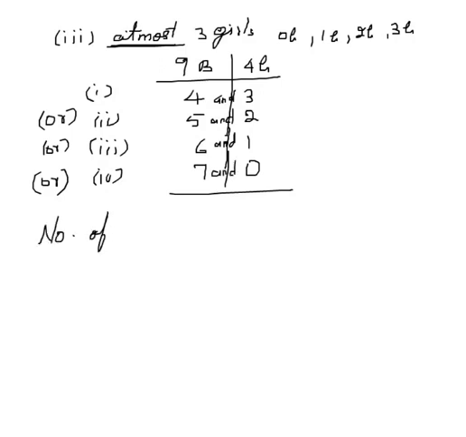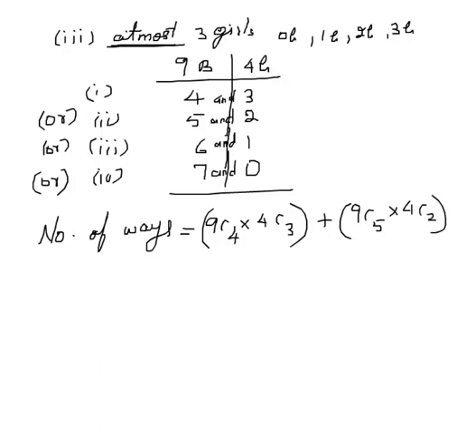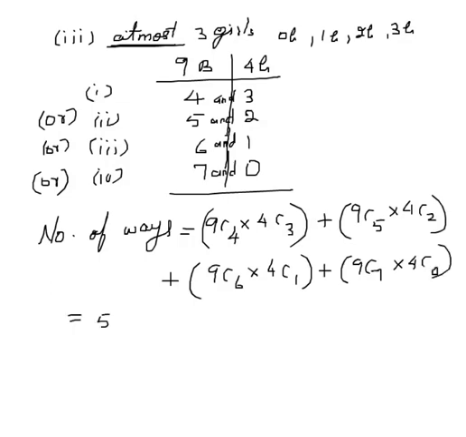So total number of ways is equal to, it is only a selection question, combination question, 9C4 times 4C3, first case, or 9C5 times 4C2 plus 9C6 times 4C1 plus 9C7 times 4C0. The first answer is 504.